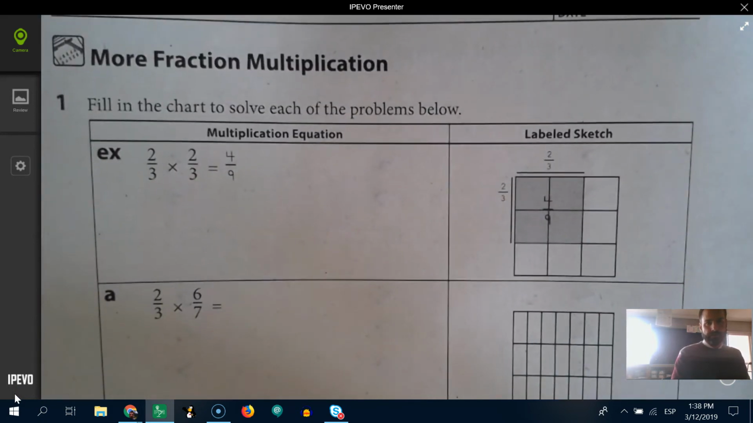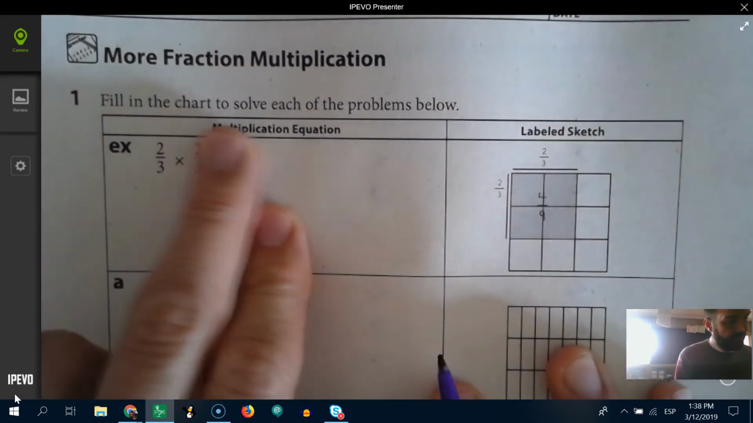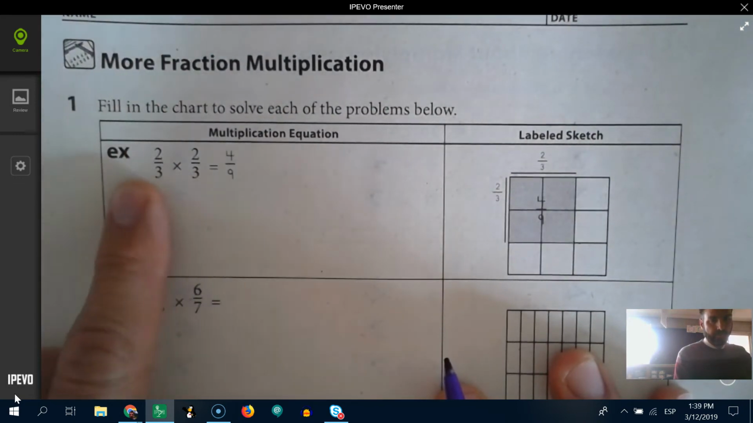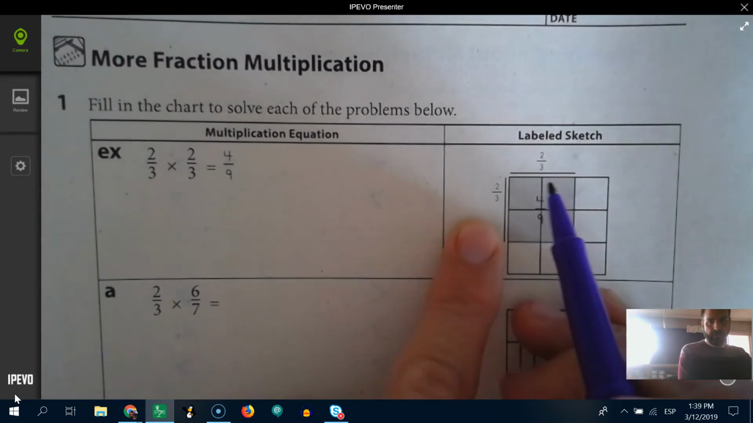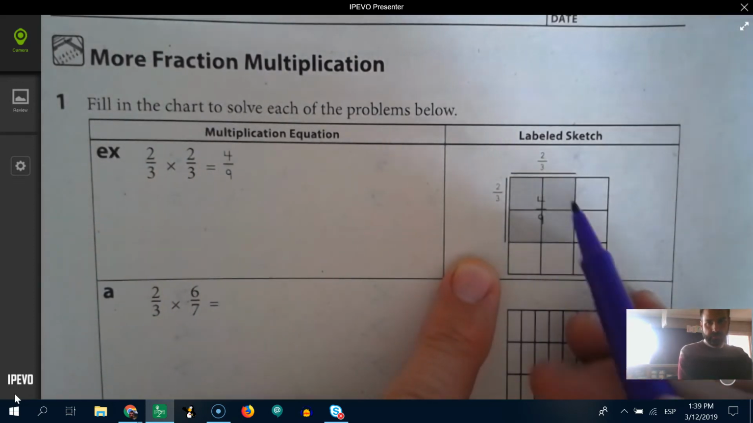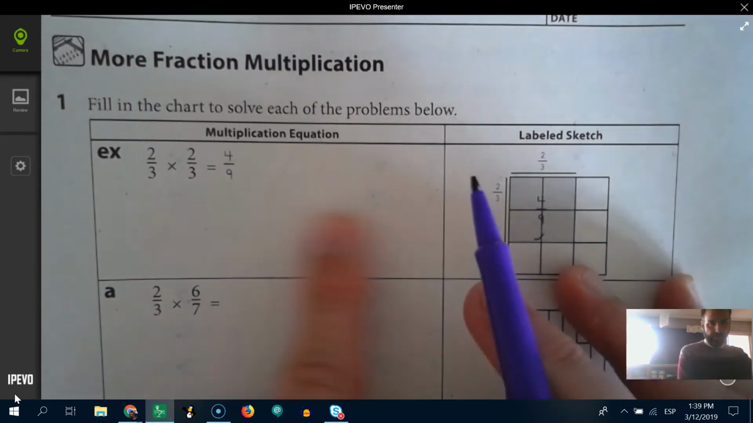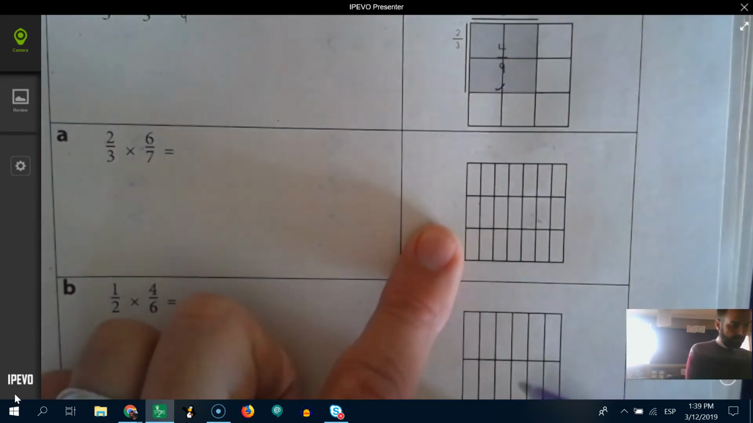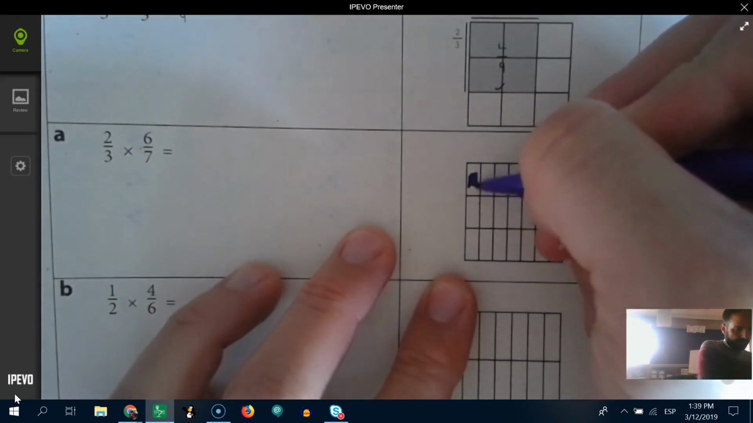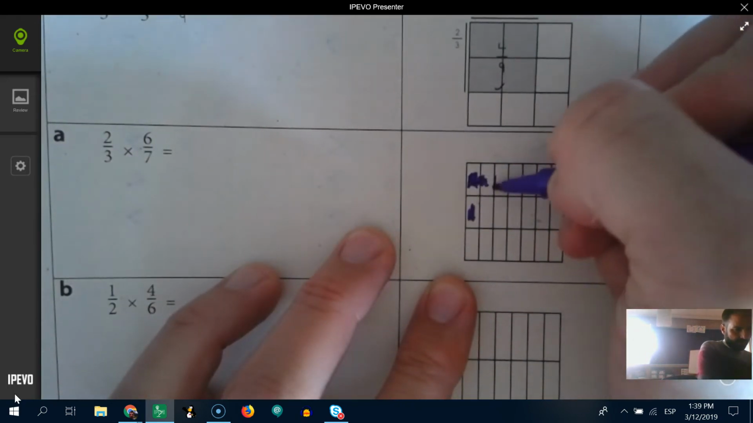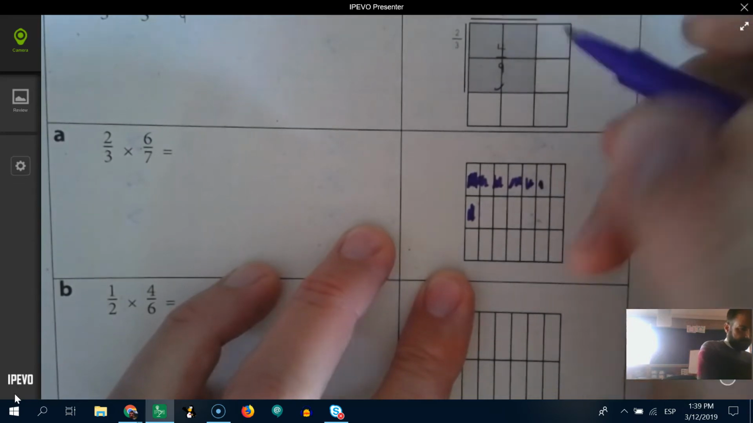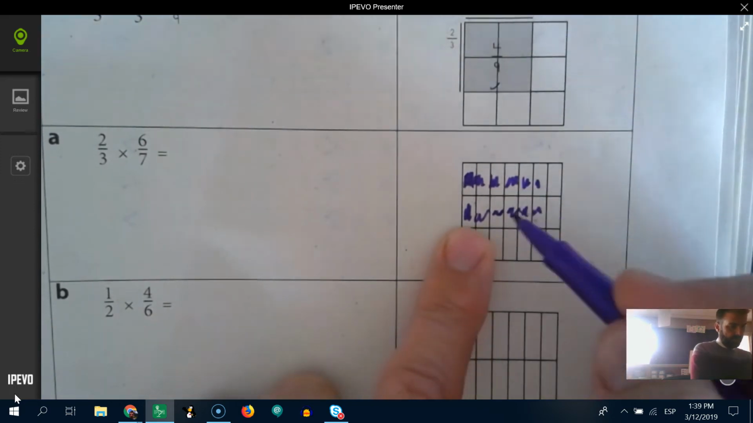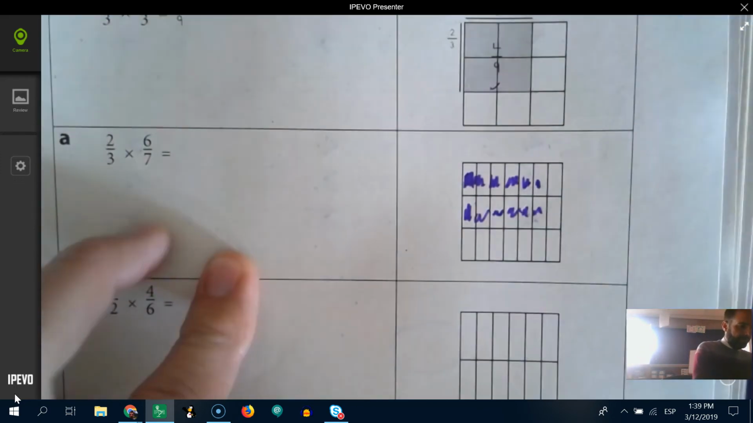All right, here is the final page. Fill in the chart to solve each of the problems below. It has an example, 2/3 times 2/3. We have our labeled sketch, we count it up, that's 4 out of 9, 4/9. All right, 2/3 by 6/7. Altogether that's 12 out of 21.